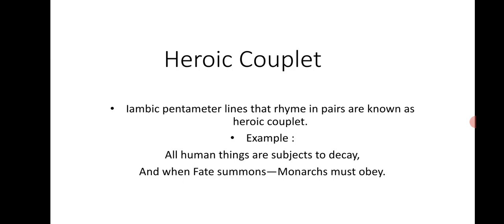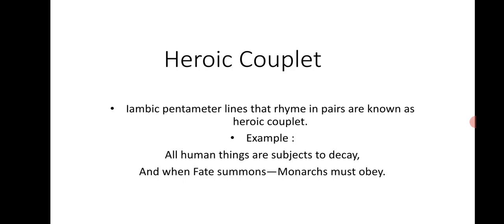Now what is heroic couplet? Firstly, what is couplet? Couplet refers to two lines that rhyme in pairs. And what is heroic couplet? Heroic couplet refers to iambic pentameter lines that rhyme in pairs. And why is this called heroic? Because this type of couplet is used to treat heroic themes.